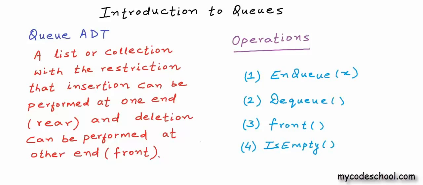Is empty is only to verify whether the queue is empty or not. All these operations that I have written here must take constant time, or in other words, their time complexity should be big O of 1.